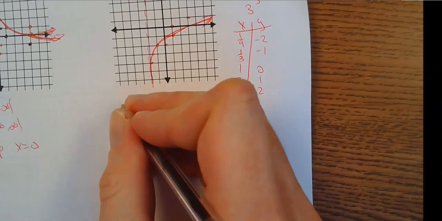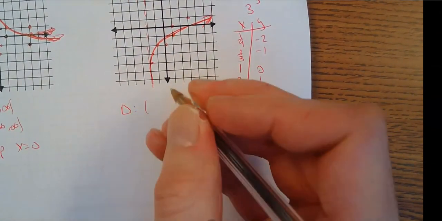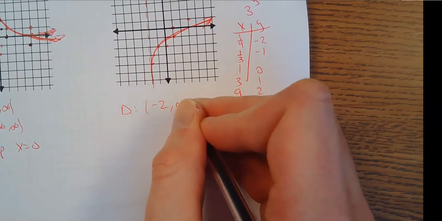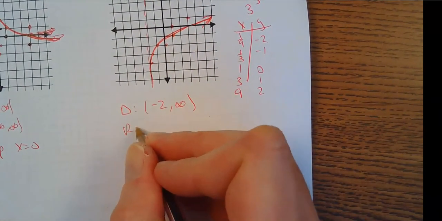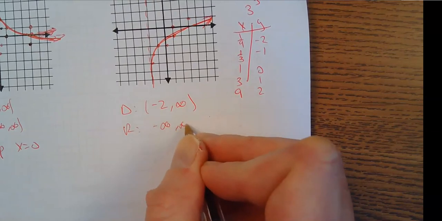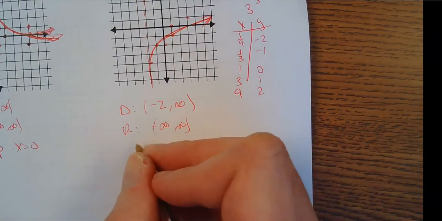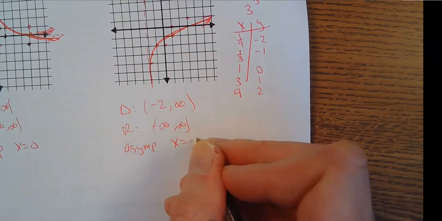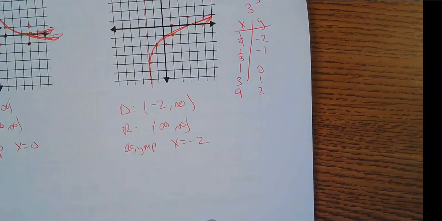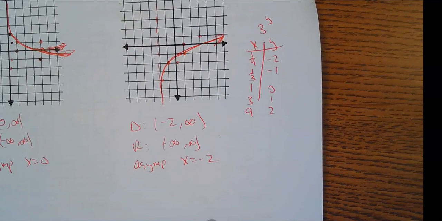Okay, so domain is going to be -2 to infinity, because it starts at -2 here going to the right. Range is still negative infinity to infinity. If you notice, that's always going to be the answer. And then the asymptote is x equals -2. So hopefully this wasn't too much, wasn't too fast, but yeah. So that's your parent function, and shift it up, down, left, and right.